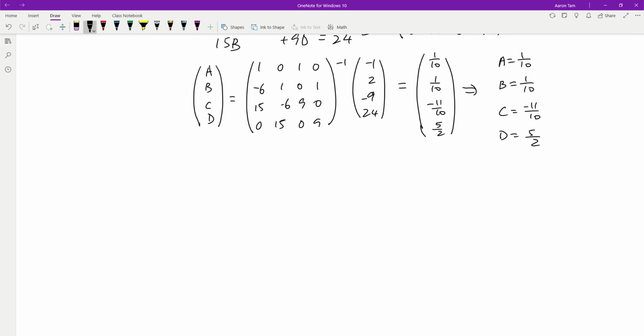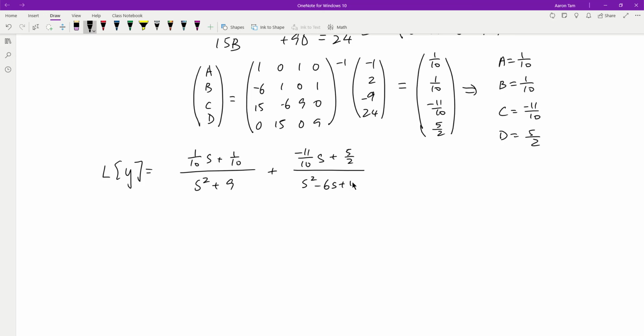So it seems that my Laplace transform of y would equal 1/10 s plus 1/10 over s squared plus 9, plus negative 11 over 10 s plus 5 over 2 over s squared minus 6s plus 15. Now that looks all right, but it's actually not the best way to write this, so I'm going to rewrite it a little better.